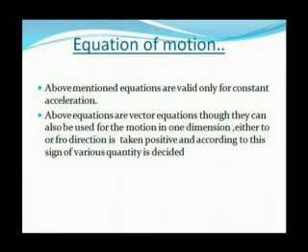all those equations are vector equations, though we can also use them for motion in one dimension, that is when a particle travels along a straight line, and we can decide either to or fro direction to be positive, and accordingly we can decide the sign of various quantity. For example, if a particle is traveling along a straight line from A to B with some velocity u, so we can decide that the direction from A to B, that is this direction, is positive, and the direction from B to A is negative.